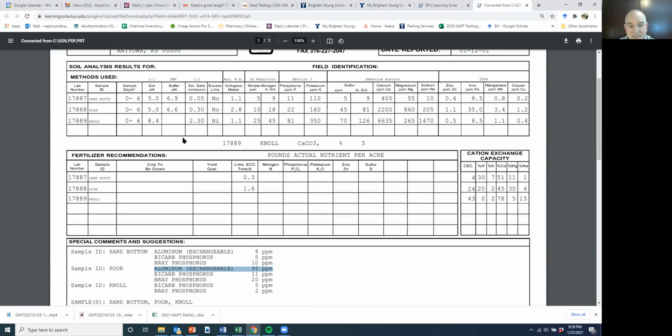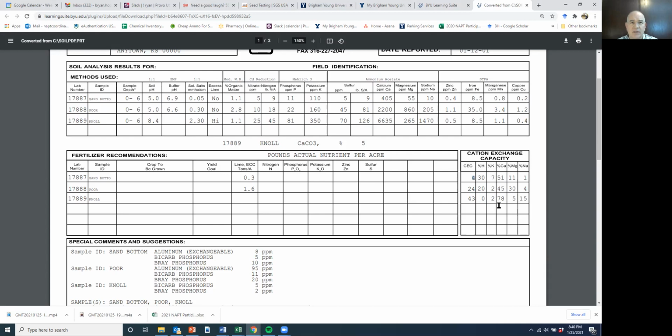The other thing you'll notice is, getting back to the pH, again, both are pH 5, but they have different buffer pHs. And you'll notice that results in different lime recommendations. This sandy bottom field, that's the ID that they assigned it, doesn't need very much lime, even though it has the same pH as this one that's labeled poor. Why? Well, it's because the sandy bottom has a low CEC. So it's not very buffered against change. There's not as much clay.